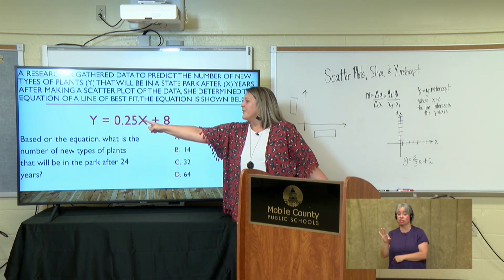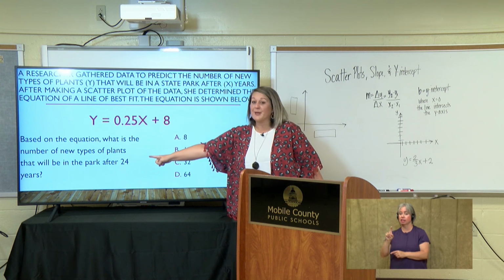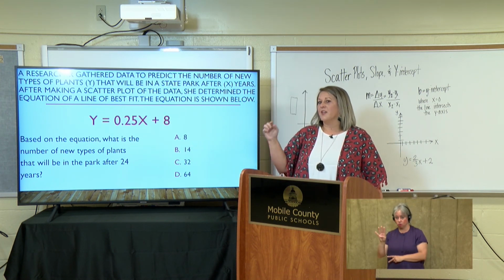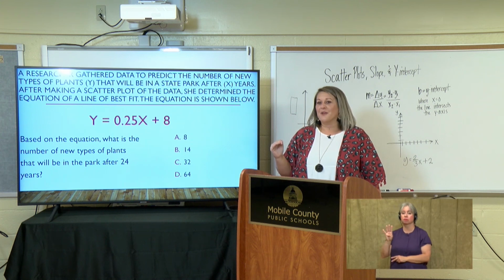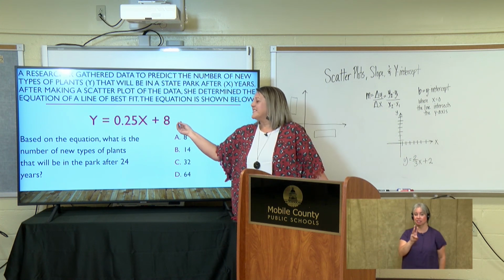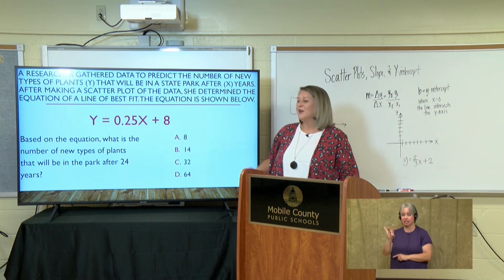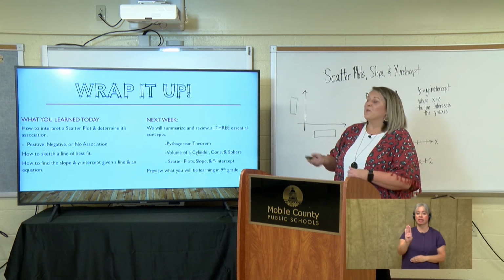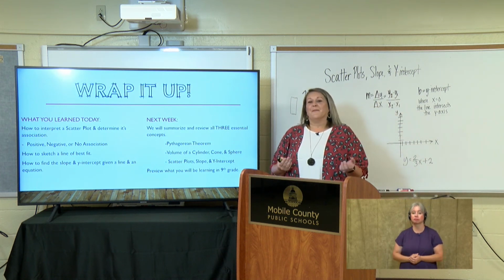So we have 1/4 here times x, which we know is 24. So 1/4 times 24, which is just 24 over 4. 6. So we have 6 plus 8. 6 plus 8 is 14, which is B. Good job. So we're going to wrap it up here.